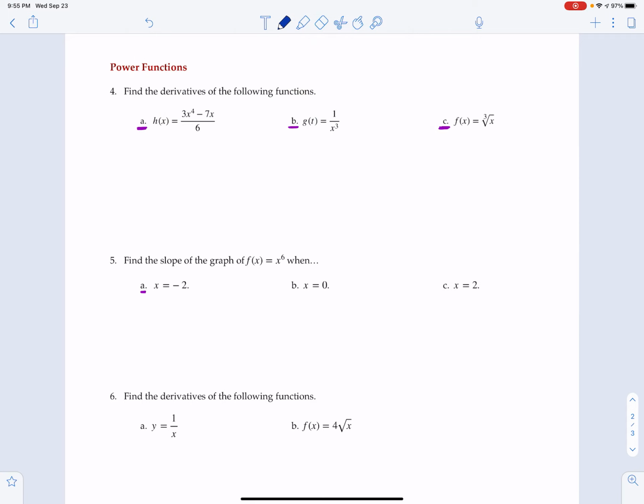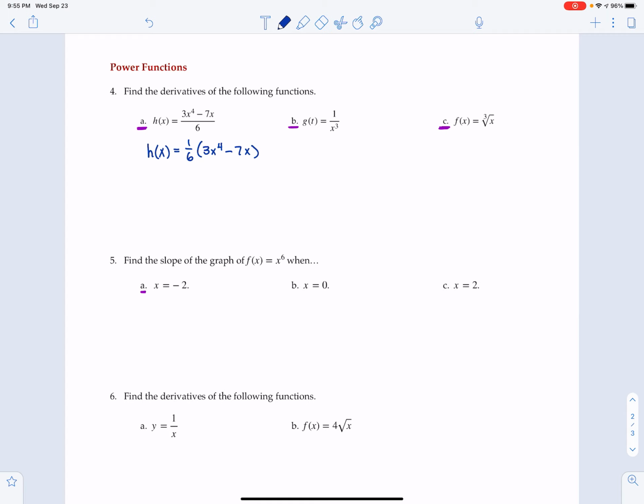There are a number of ways to take the derivative of 4a. You could start by dividing out each term by 6, because it's a single term in the denominator. And you could do that. I'm actually not going to do that. I'm going to just treat that 6 in the denominator, since it is a constant and not a function itself, and just rewrite h of x as 1/6 times this expression in the numerator.